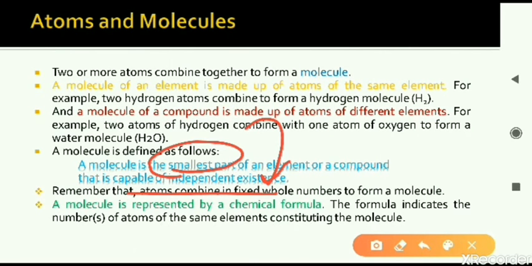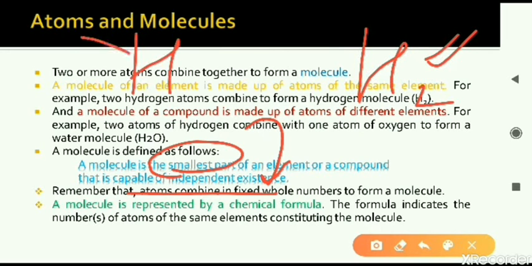It can remain alone. For example, H2 is a molecule, it can remain alone. But H is an atom, it cannot remain alone or independent. That is the difference between atoms and molecules. Different atoms join and what we get is a molecule. A molecule can remain independent and an atom cannot remain independent.